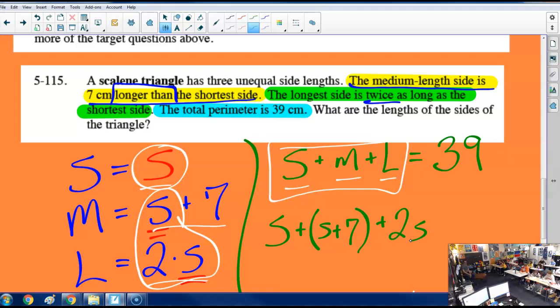Questions on what I just did? I substituted the medium expression for the M, and I substituted the long expression for the L. Toby, you with me? I am.